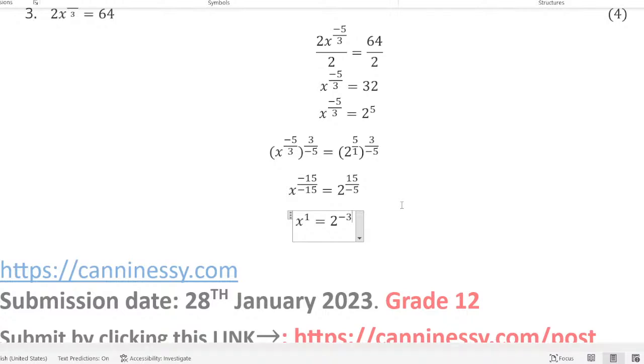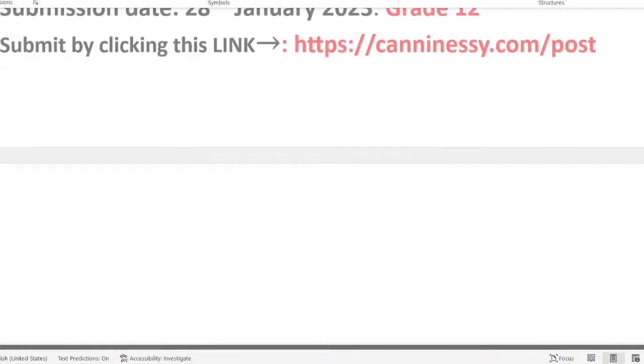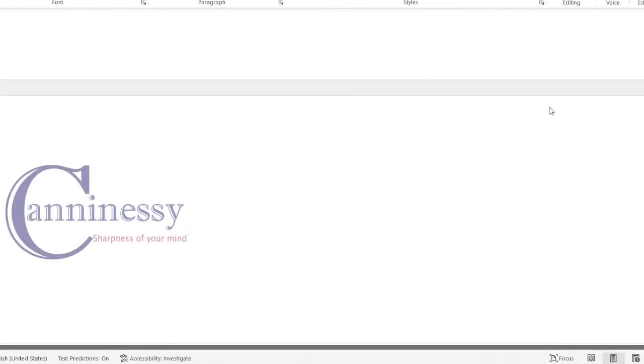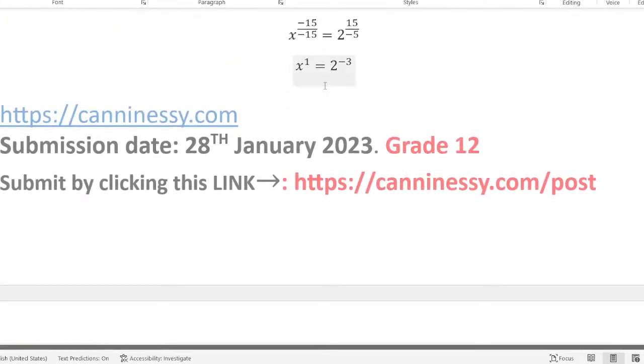So now remember, in maths, you cannot leave your answer with x is equals to something to the negative exponent. Your exponent should always be positive when you're done calculating. So here, remember we had x to the power 1 is equals to 2 to the power negative 3.